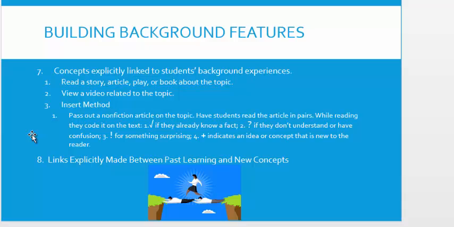Have students read the article in pairs, and while they're reading, they code it on the text, so they're able to write directly on the text. They put a check mark next to a fact that they already knew, a question mark if it's something that they don't understand or they're confused by some part of the reading, an exclamation point for something that surprised them, and a plus indicating just this concept that is entirely new to them.